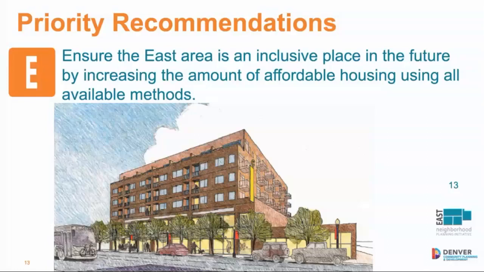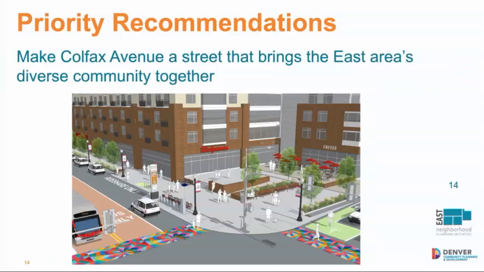And secondly, there's quite a few households in the East Area today that are at risk of involuntary displacement. And so for those reasons, we believe that increasing the amount of affordable housing in the East Area is particularly important. Next is to make Colfax Avenue a street that brings people together.